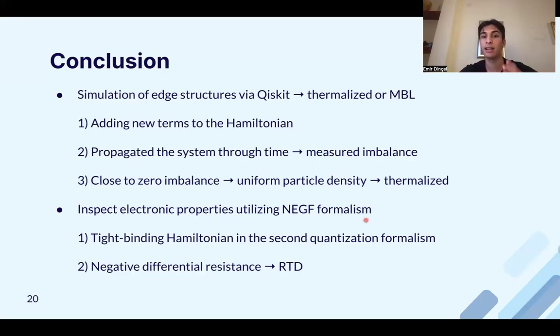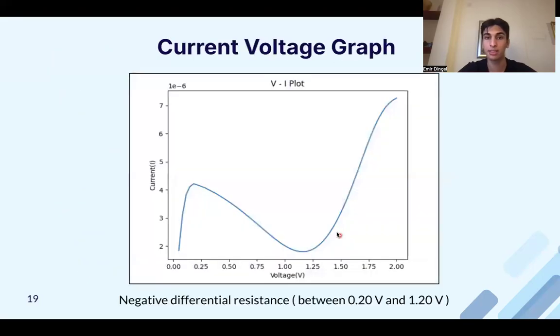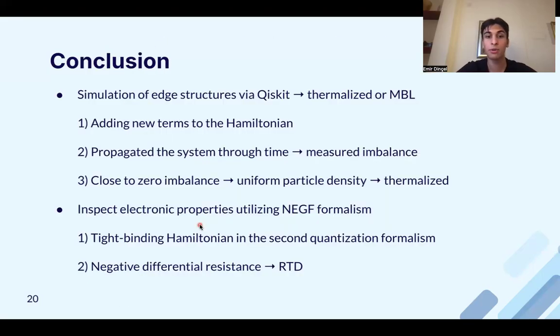Then we inspected the electronic properties of this system using the non-equilibrium Green's function formalism, and we utilized the tight binding Hamiltonian in the second quantization formalism. And seeing that there was a negative differential resistance right here, we were able to conclude that this indeed proved that an Aharonov-Bohm ring was a resonant tunneling diode itself.